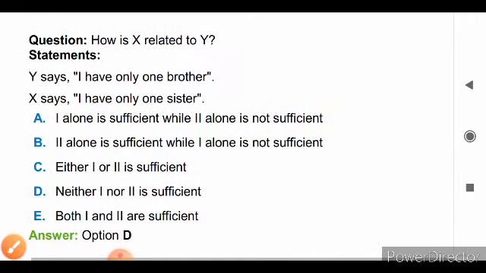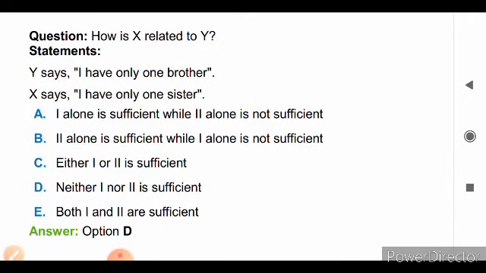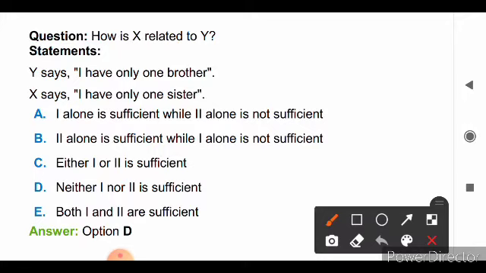Next question is, how is X related to Y? Statement 1 is Y says I have only one brother. Statement 2 is X says I have only one sister. So both statements 1 and 2 do not provide any clue regarding the relation between X and Y. So we can say neither 1 nor 2 is sufficient to answer the question. So the answer is option D.